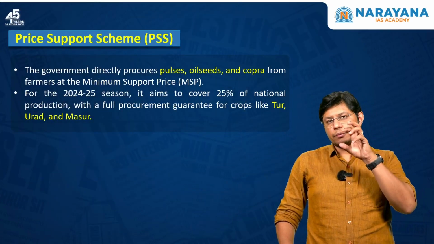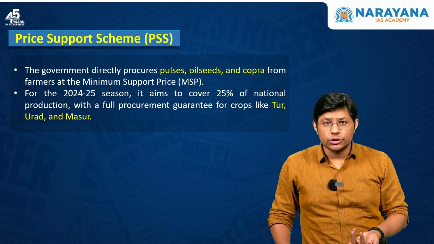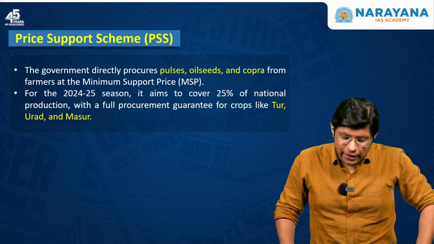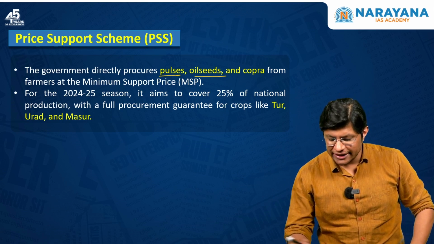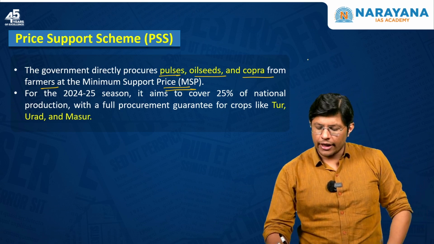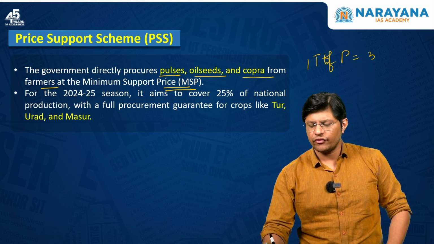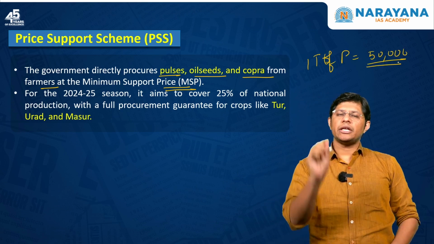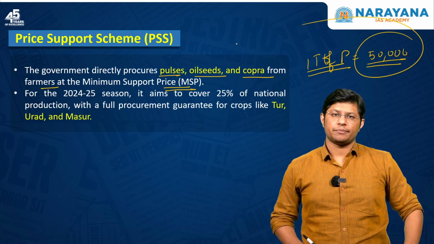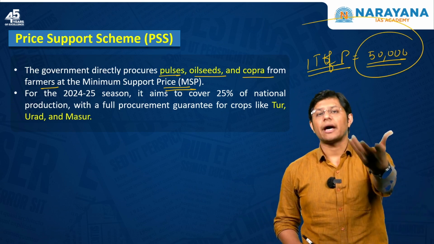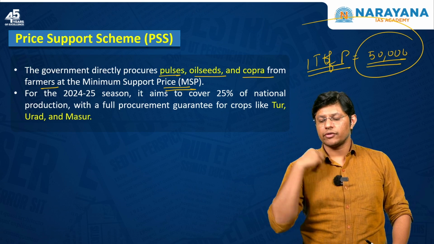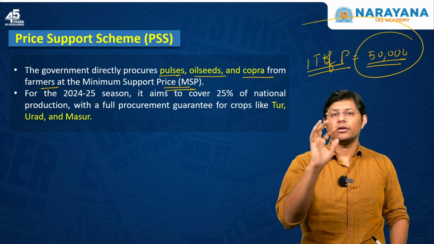Now, these are some of the important provisions under the PM AASHA scheme. How the government wants to support the farmers, we'll understand one by one. First, the government will directly procure, that is buy, pulses, oilseeds and copra from farmers at MSP. So, the government will decide, right, like 1 ton of pulses would fetch, let's say 50,000 rupees. This is known as minimum support price, which means for every ton of pulses, a farmer would definitely get 50,000 rupees. If the market is giving him more, the farmer would sell it to the market. But the farmer is assured by the government that if you produce 1 ton of pulses, the government will provide you 50,000. This is how the government is trying to secure the farmer's income.